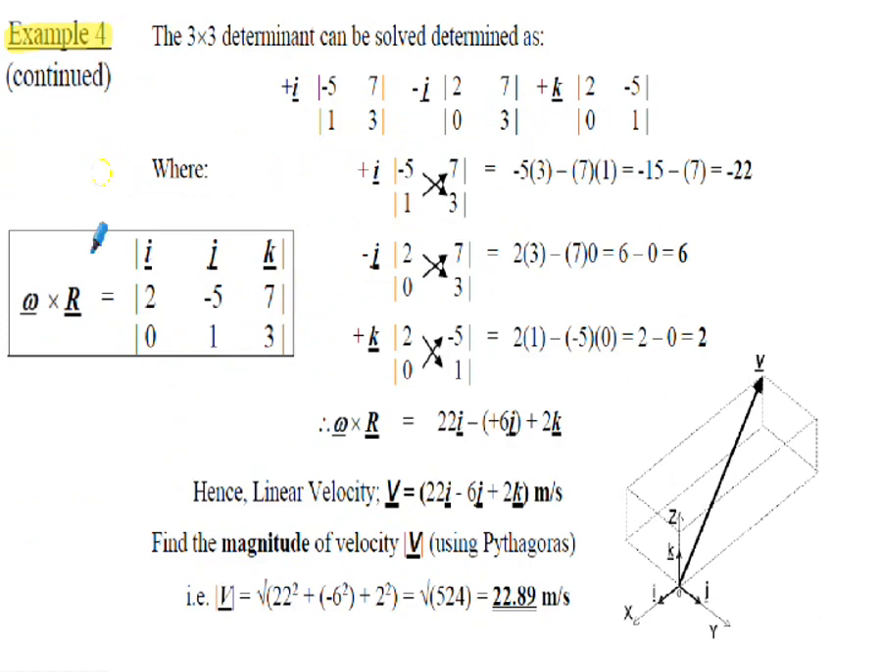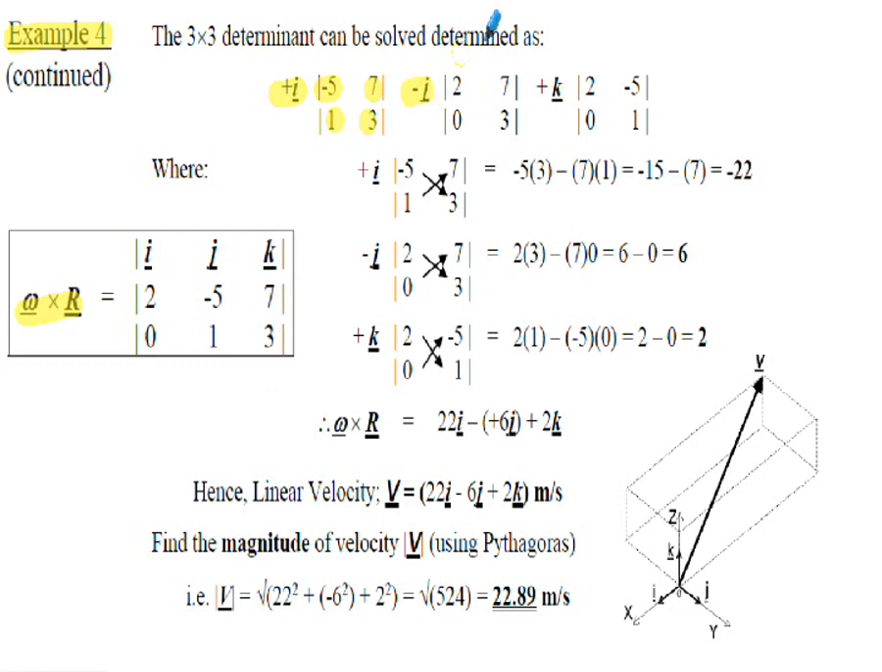Example 4 continued, just repeated the omega and r vectors for convenience. So we're going to solve our 3 by 3 determinant. First we're going to find the I determinant, so that's going to be minus 5, 7, 1 and 3 for the coefficients, and we get that as usual by covering up this column and looking to the right for the coefficients.